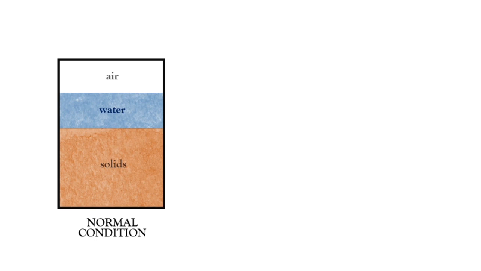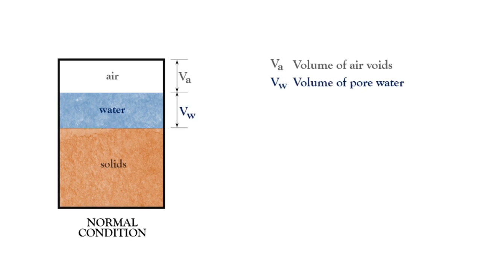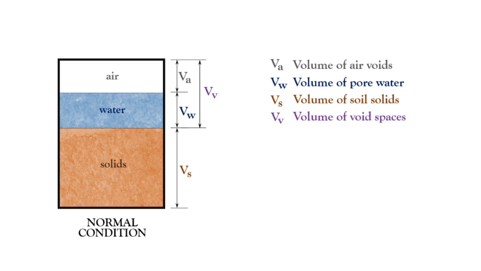So, ang una nating lalagay is we have here the volume of the air voids. So, we designate it as V sub A. And then, para naman sa water, syempre, ang gagawin nating designation is V sub W or the volume of the pore water. And para naman sa solids, we have V sub S, that is the volume of the soil solids. So kung mapapansin natin na yung sum ng air, volume of the air and the volume of the water, ang ibibigay sa atin yan ay volume of the voids. So yun yung total volume of the voids.